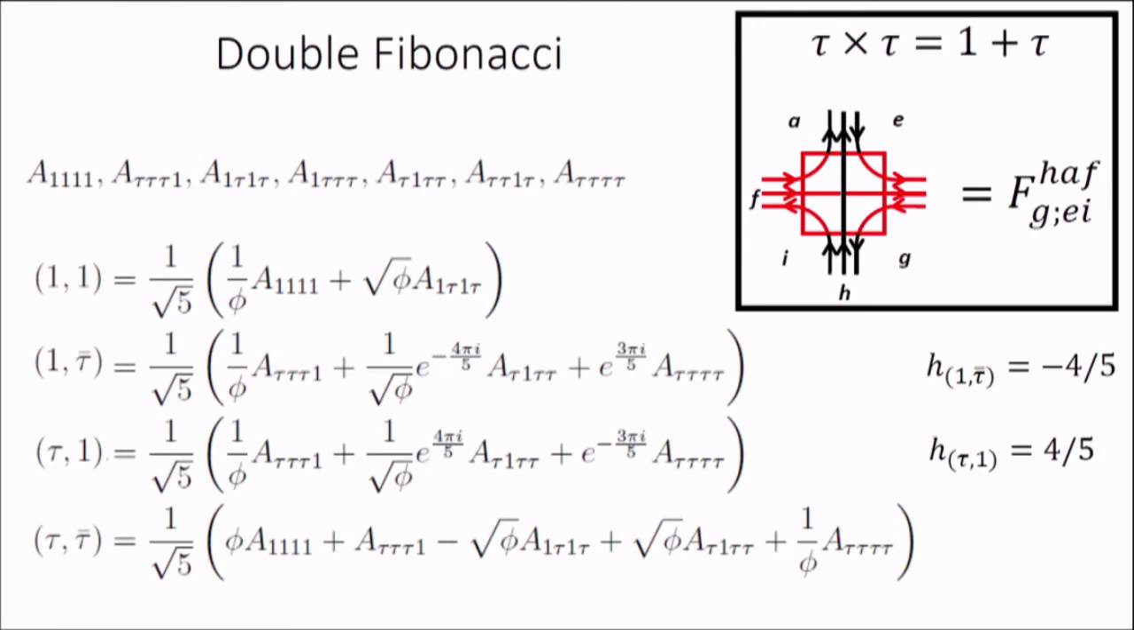OK, now a more involved example. So you can do this for all of the string nets. And for the Fibonacci theory, the double MPO looks like this. The basics of this theory is that it has a single non-trivial particle, and the fusion rule is that it can go back to itself or the vacuum. It has a set of F symbols, which I didn't bother to write down because I don't think you'll get anything out of that. But the way that the MPO works is it's basically just given by an F symbol.